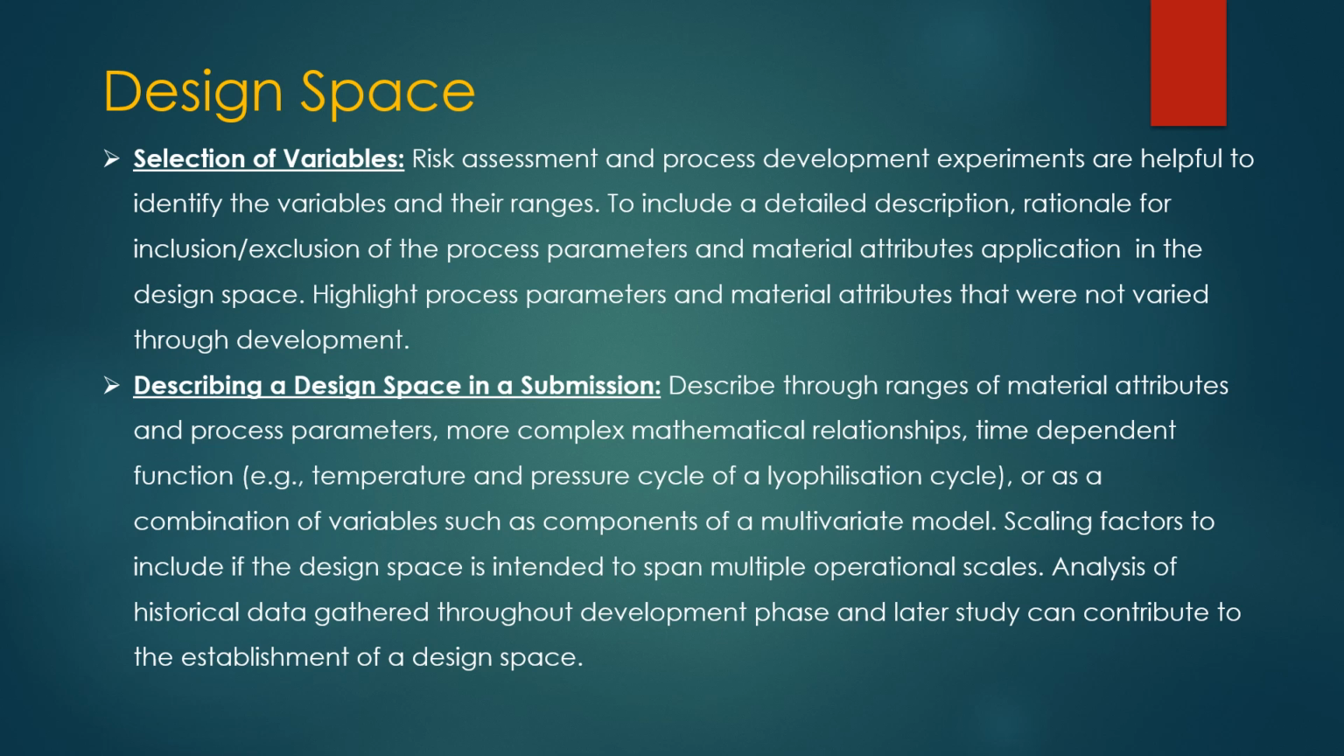Let's talk about selection of variables. The risk assessment and the process development experiments are helpful to identify the variables and their ranges. Include a detailed description and rationale for inclusion or exclusion of the process parameters and material attributes in the design space and their effect on the product quality. Highlight process parameters and material attributes that were not varied throughout the development. This should be included in the submission.